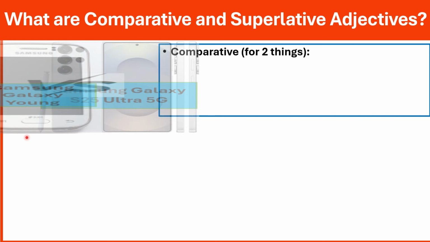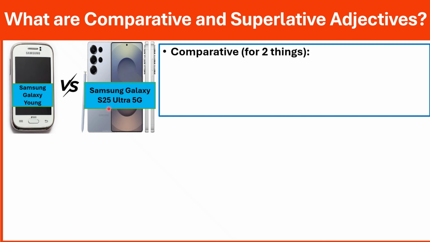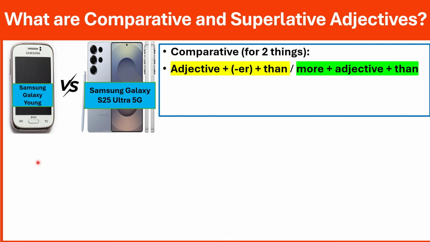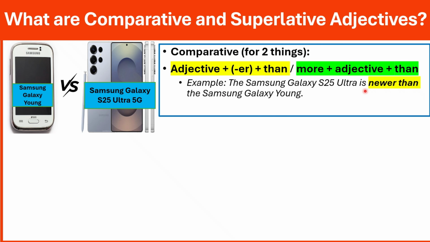Here we have two phones, the Samsung Galaxy S25 Ultra and the older Galaxy Young. To describe the difference, we can say the S25 Ultra is newer than the Galaxy Young, or it's more advanced than the Galaxy Young. Notice the structure: adjective plus er plus than, or more plus adjective plus than.